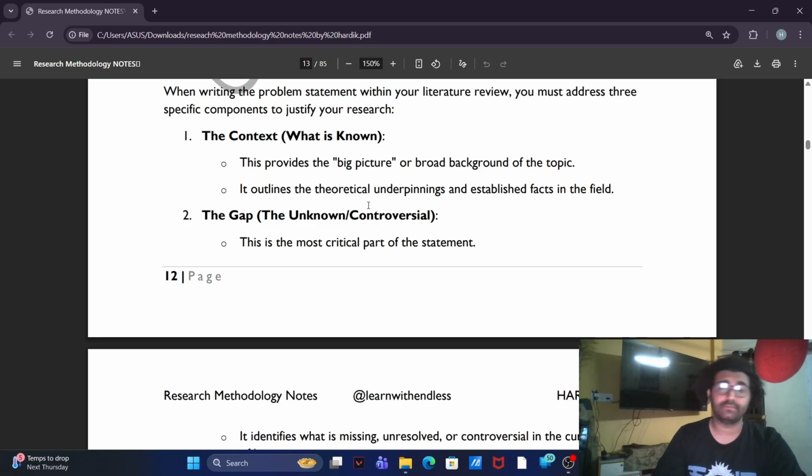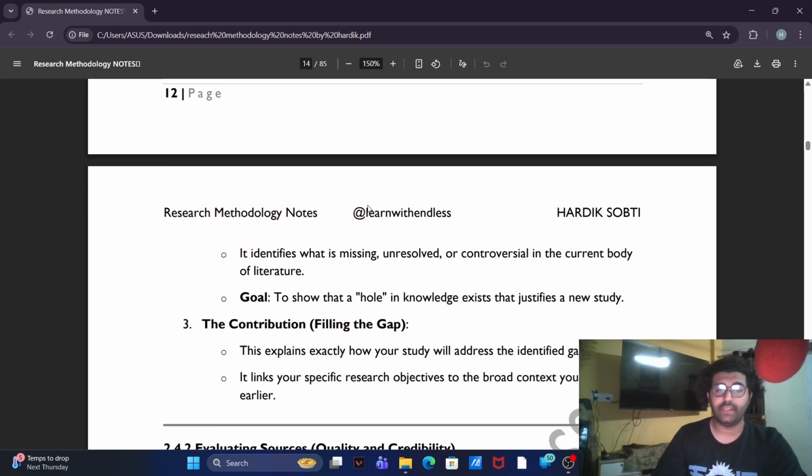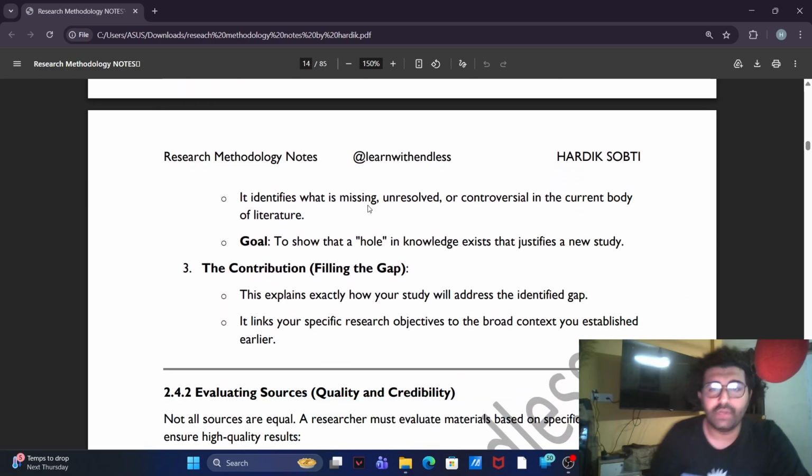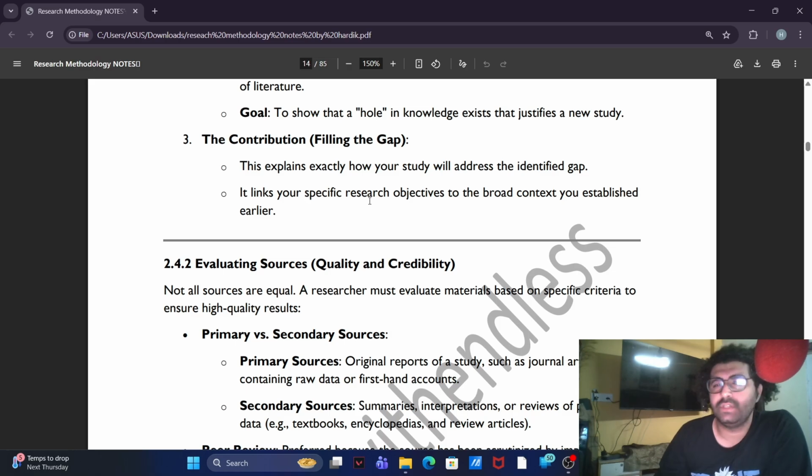The gap, the unknown or the controversial state. This is the most critical part of the statement. It identifies what is missing, unresolved, or controversial in the current body of literature. Its goal is to show a hole in the knowledge exists that justifies a new study. This often motivates the researchers.